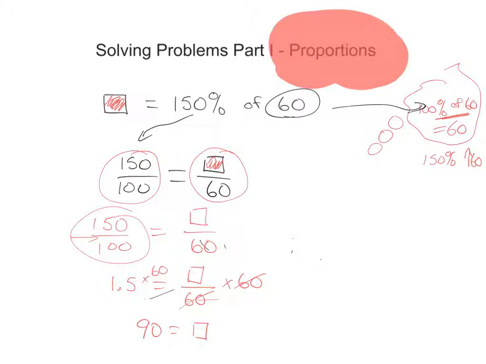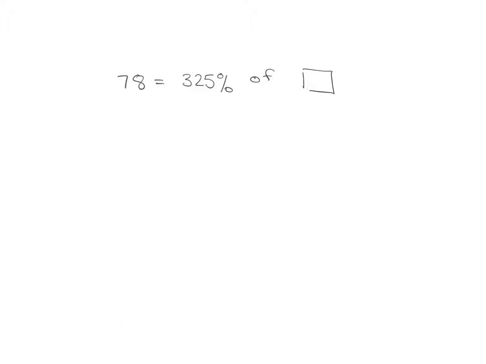So what does the box equal? 90. So what's 150% of 60? The answer is 90. So that's one way, using a proportion to solve the answer here. Let's go try this again, but it's a little bit different.